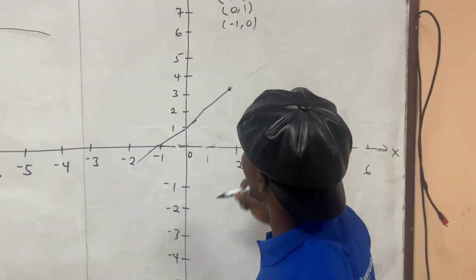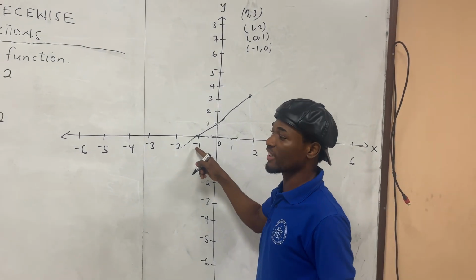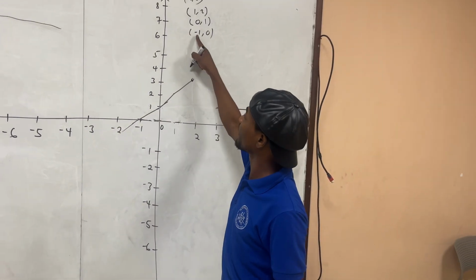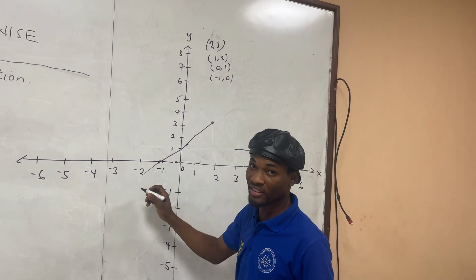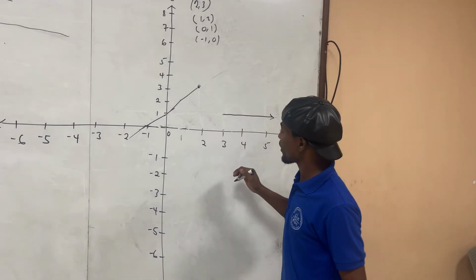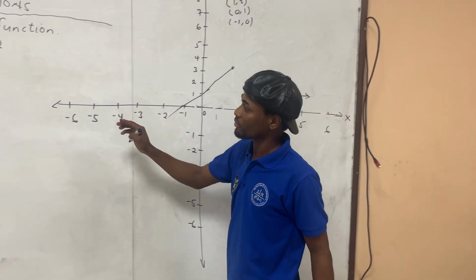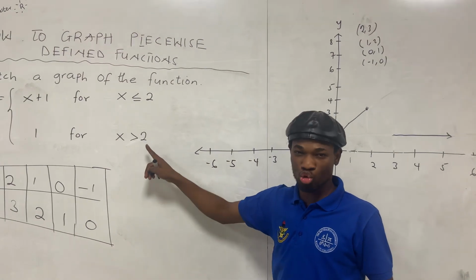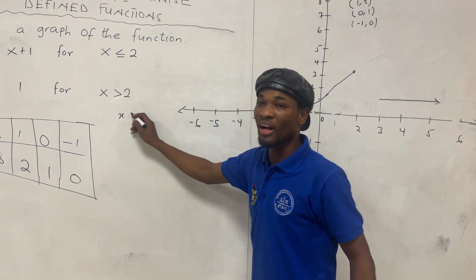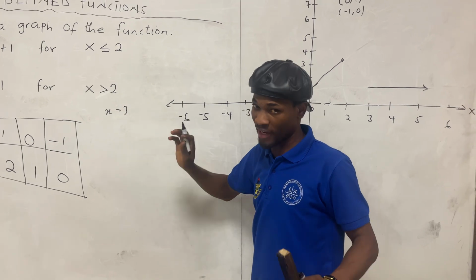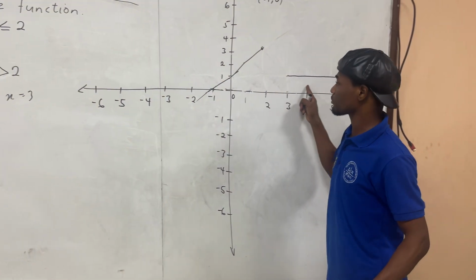you know here, the intercept is what? That's -1, right? From here we have -1, 0. So here, -1, right? Good. And here, the interval, x is greater than 2, right? So that means x should begin at what? 3 and beyond, right? This way.